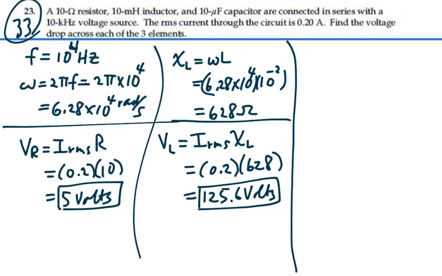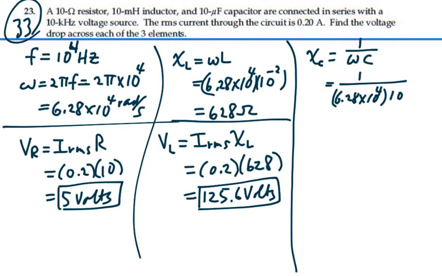To find the voltage across the capacitor, we want to know the capacitive reactance, which is 1 over omega times C. That's going to be 1 over 6.28 times 10 to the 4 times the capacitance, which is 10 microfarads, which is 10 to the minus 5 farads. So that's going to be 1 over 0.628, and that is 1.59 ohms.